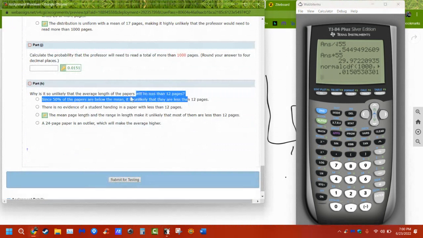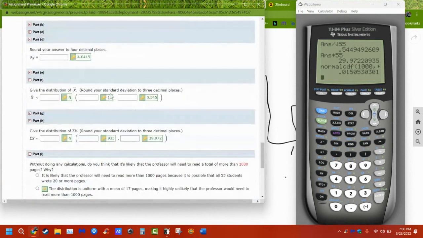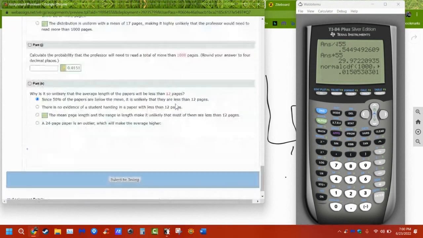And then the last one goes back to the original part. Why is it unlikely that the average length of pages would be 12? Well, we can look and see, all right, the mean is 17 and the standard deviation is 0.5. So 12 is 10 standard deviations away. So it's really, really tiny.